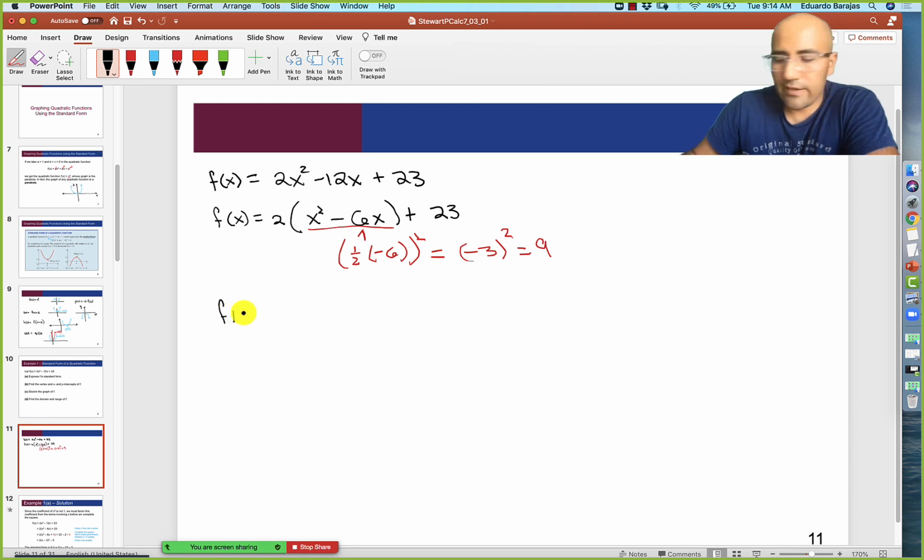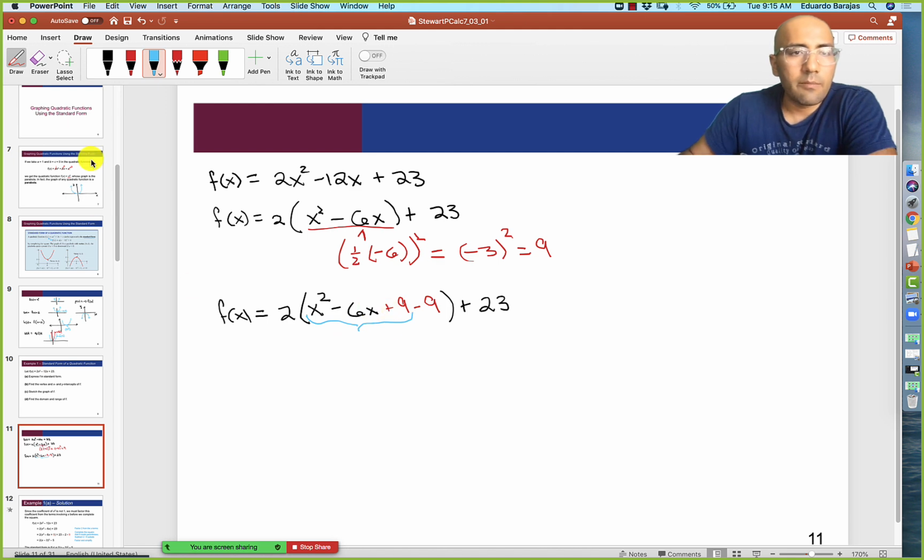So f of x equals 2 parentheses x squared minus 6x plus 9 minus 9. Since adding and subtracting the same thing doesn't change the equation, I've added a 0. Now that guarantees that these three terms are going to be a perfect square trinomial. It might be easy to spot with nice, easy numbers, but the pattern is that it's equal to x minus 3 squared. I know it's a minus 3 because this used to be a minus. And then I can verify it if I want to.